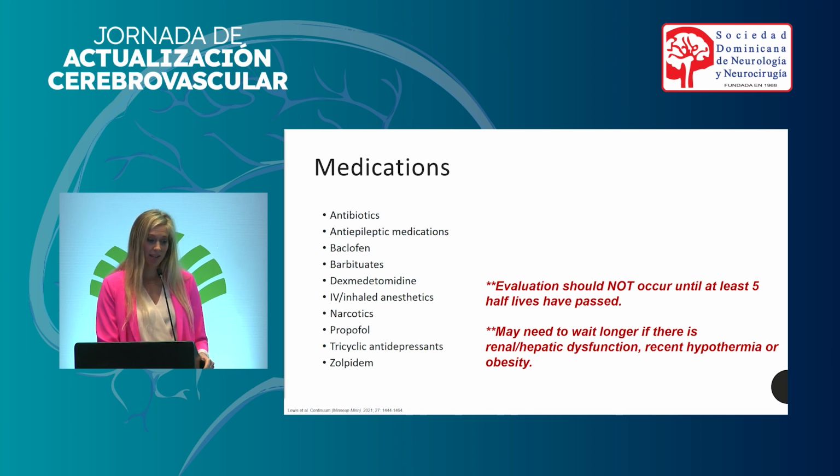But that's if someone has normal renal function, normal liver function, is a normal size, because all of these things can affect your metabolism of the drug. So you want to take all of this into consideration. The most common ones that we typically see, or if they're already in the hospital, would be sedatives like propofol and dexmedetomidine. If they're coming in with an overdose, likely narcotics.